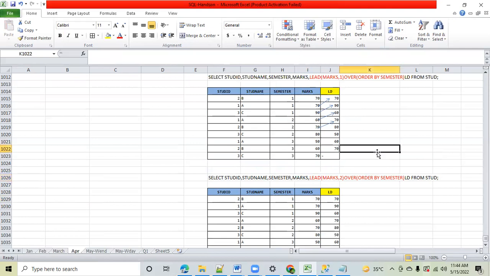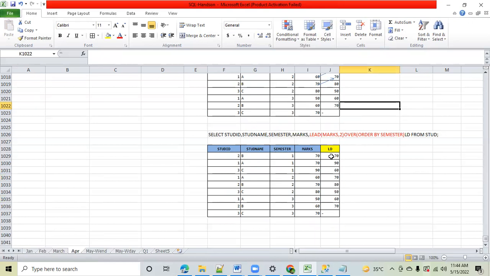So in this case, what will happen? Let me delete this value. This 70 will be moved 2 positions towards the upward direction. But do you have any vacancy here where we can shift this? No vacancy. 70 will be moved 2 positions towards the upward direction. Do you have any vacancy here?